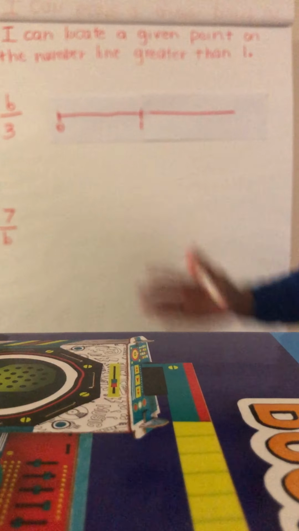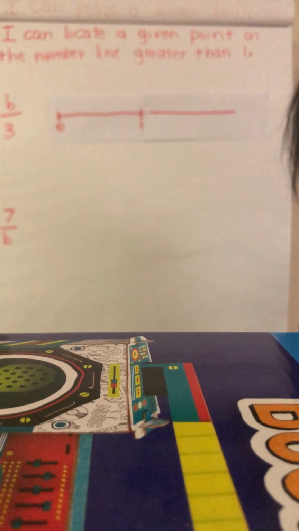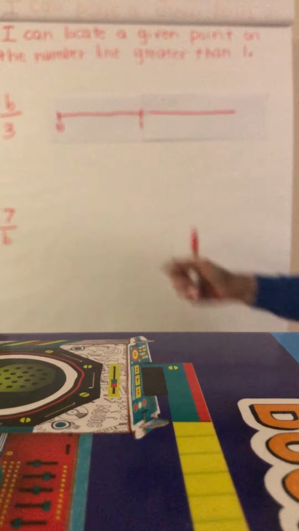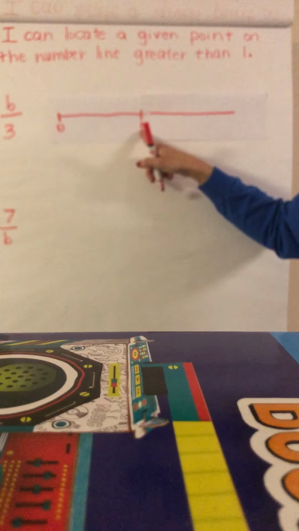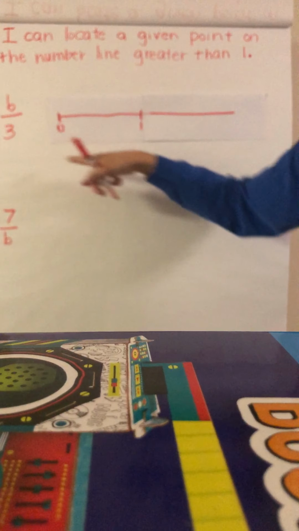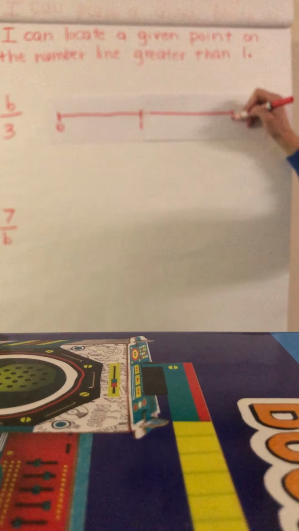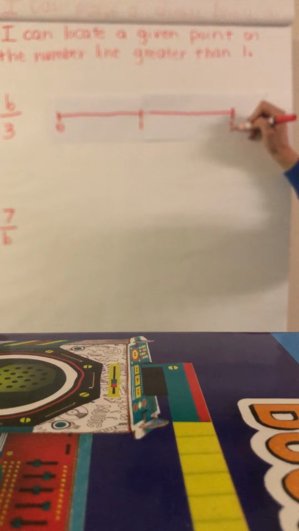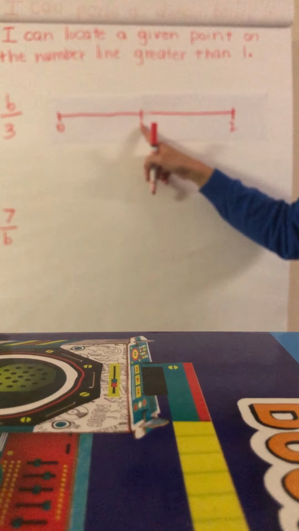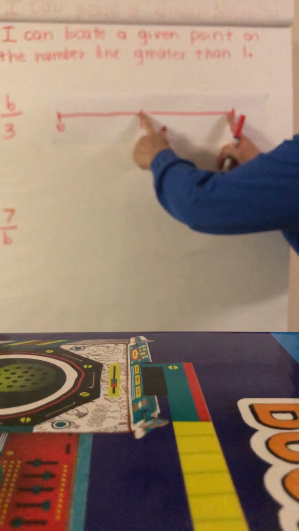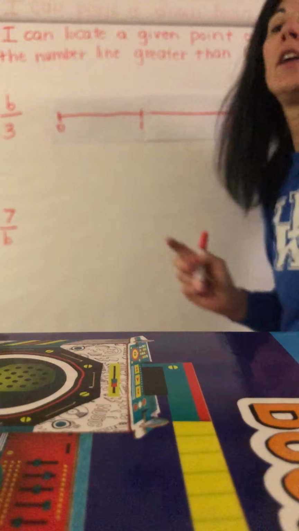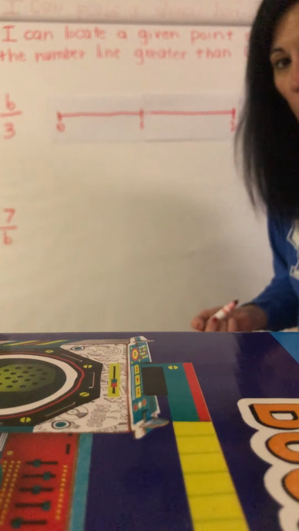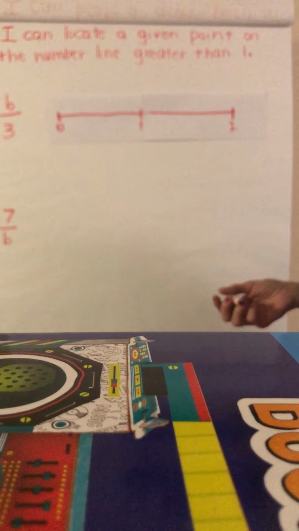Once I move over and locate this number, what that tells me is this fraction is going to go above 1, because I know that 6 is more than 3. So I'm going to partition or create another whole. In other words, between 1 and 2 is a whole. Here's a whole right here, and here's a whole right here. So let's locate where 6/3 would be on the number line.